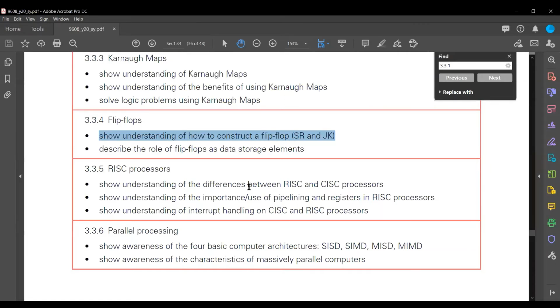3.3.5 RISC processors. So RISC and CISC processors. I'll show understanding of the difference between RISC and CISC processors. So early computers made use of von Neumann architecture that we studied in AS. Modern advances in computer technology have led to much more complex processor design, obviously.